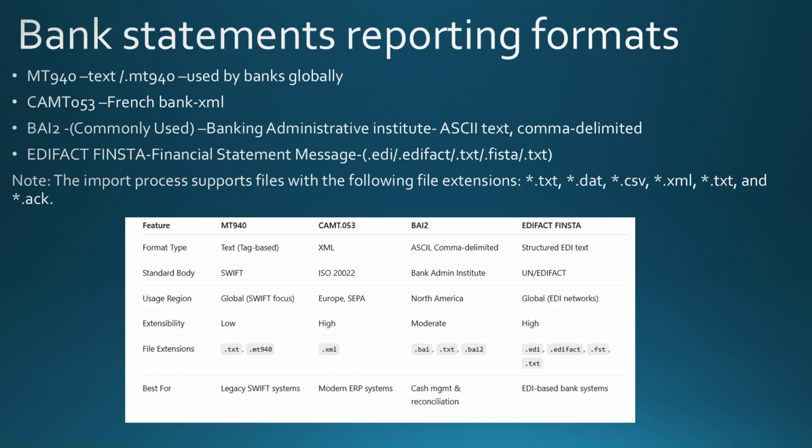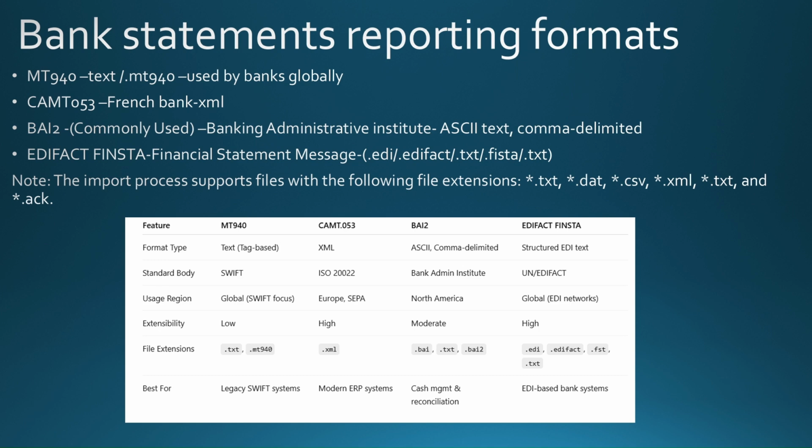The next one is BAI2, commonly used by the Bank Administration Institute. In this format we are going to get either ASCII text or comma-delimited format. The next one is EDIFACT, an electronic data interchange format between the client and the ERP application. Here there is no fixed format to support this. We will get either .edi, EDIFACT, text, or .txt. So you can remember that most file extensions will be .txt, .csv, .xml, and .ack.